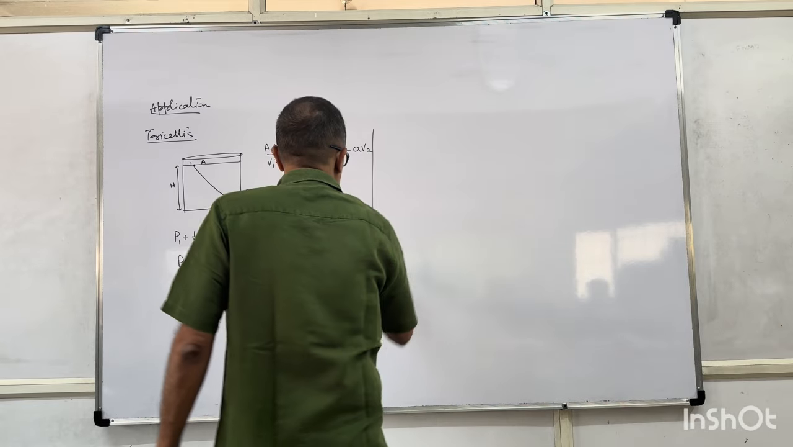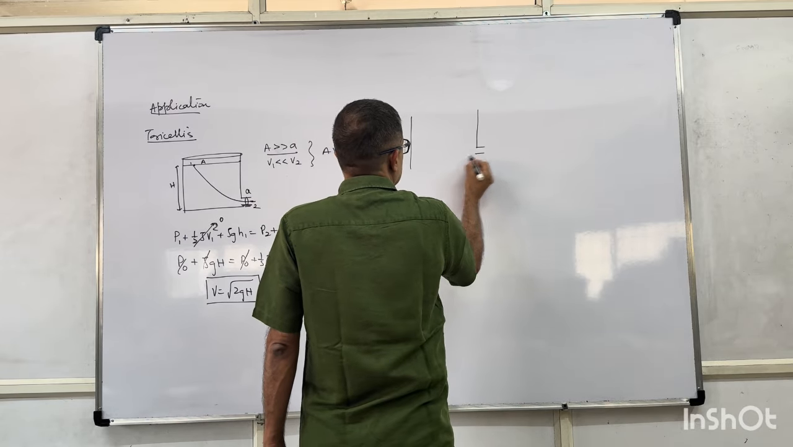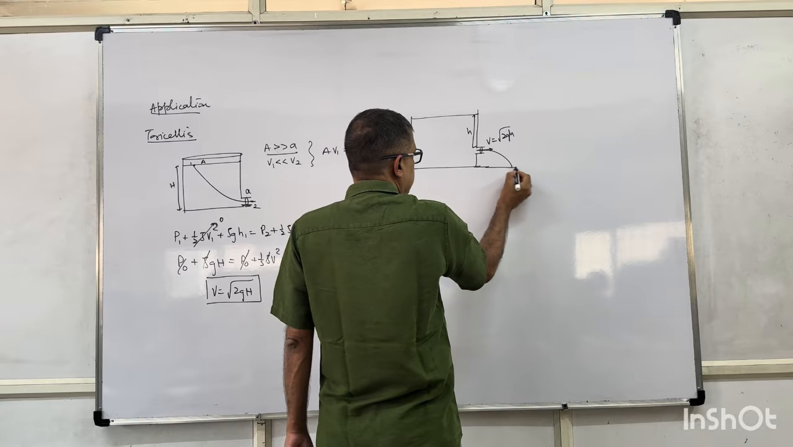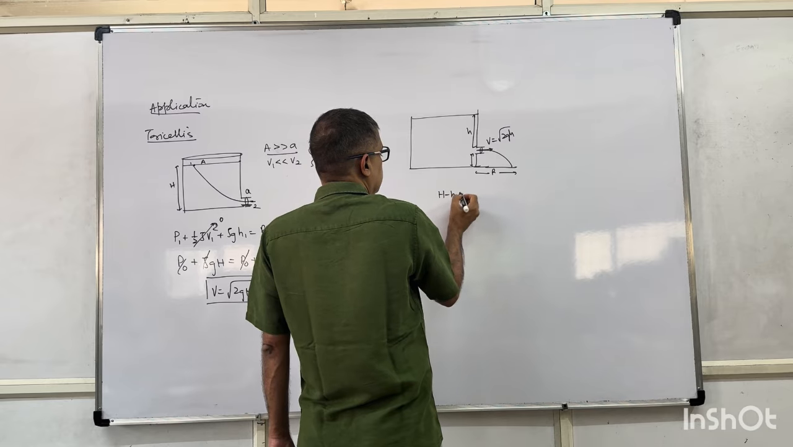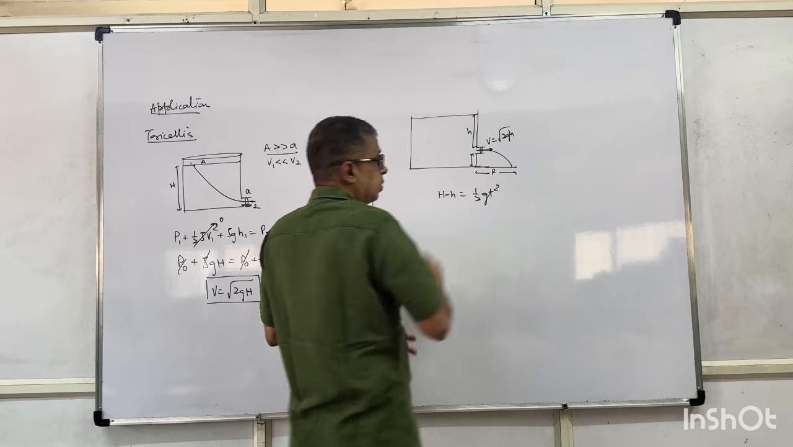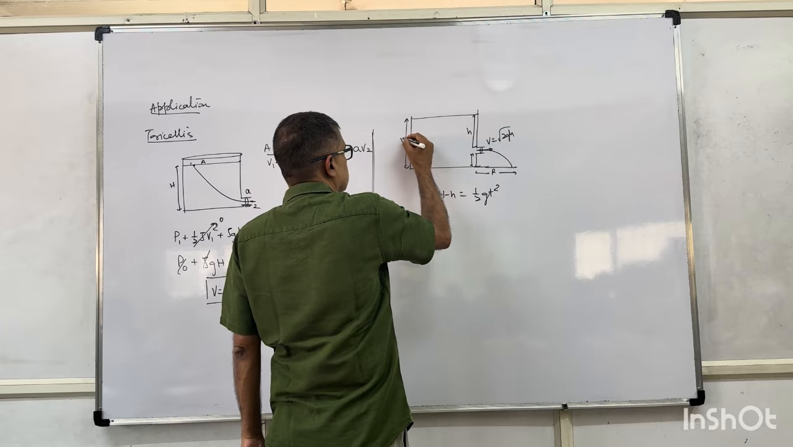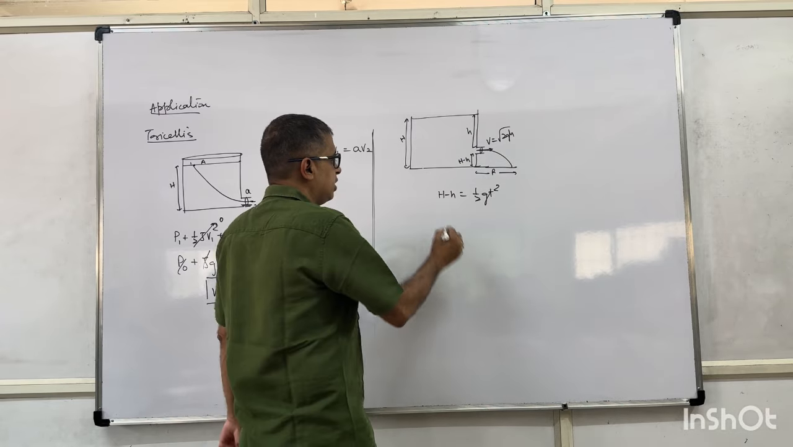Now, observe things carefully. Suppose this height is small h. Accordingly, you will have velocity as root over of 2gh. What will be the range? The range will be, capital H minus small h is half gt square. This height will be capital H minus small h. This is capital H minus small h, half gt square.